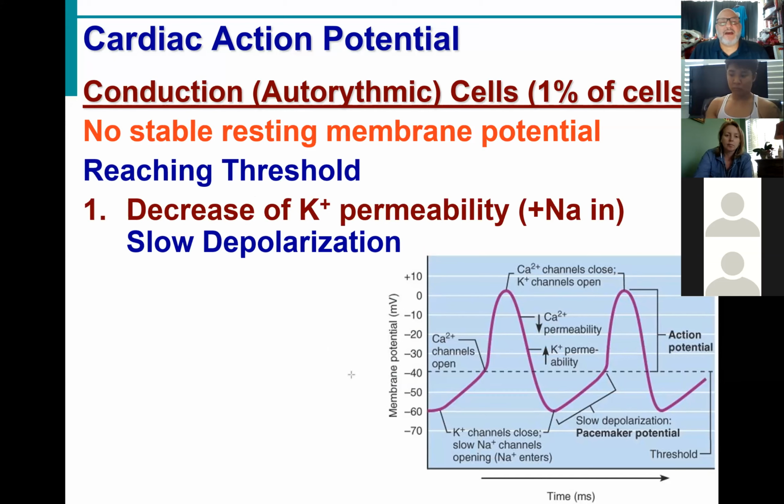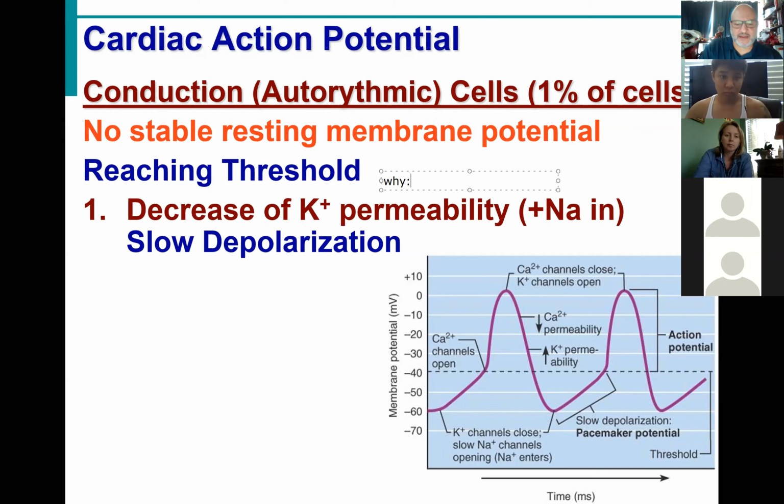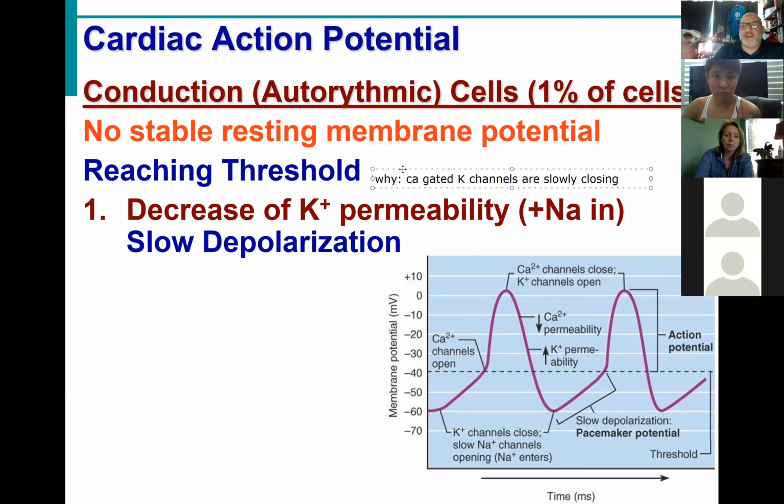The first thing that we have is that slow depolarization. Again, our potassium permeability is decreasing. And now we know why. The why of that is that our calcium-gated potassium channels are slowly closing, right? Those pumps can't remove all the calcium at once. So as they remove 20% of it, 20% of the potassium channels close. As they remove 50%, 50% of the potassium channels close. So that's why we get that slow depolarization.